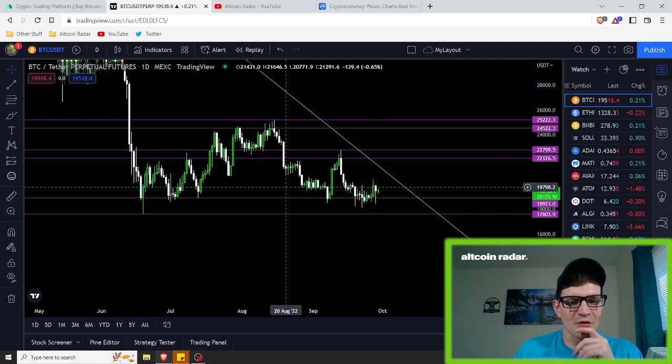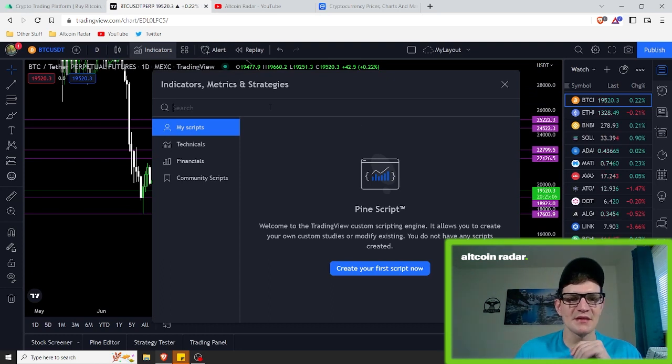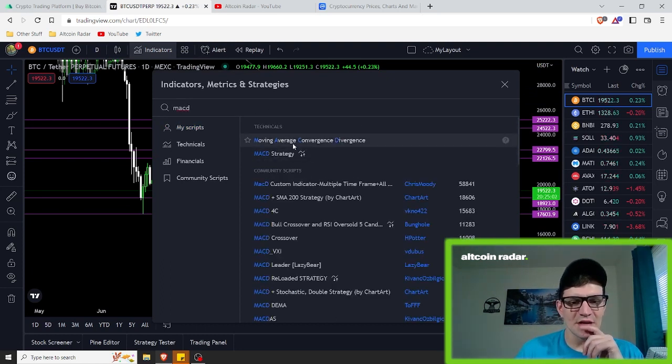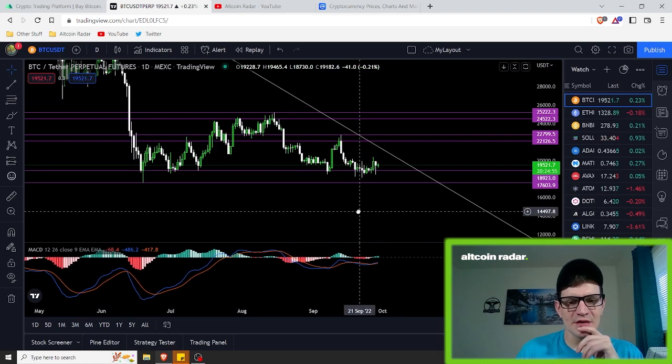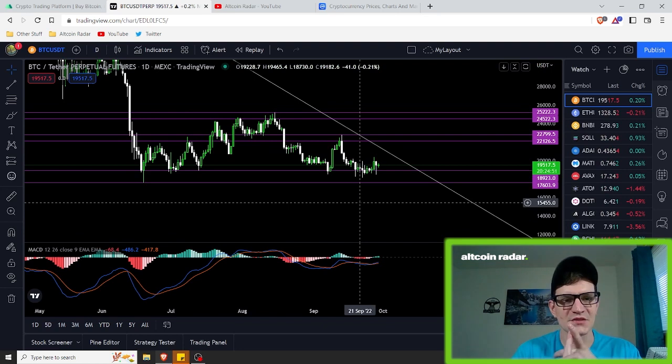So overall here, you want to go to indicators up here and add the MACD indicator. We're literally just going to type in MACD, and you'll see moving average convergence divergence right here. We'll go ahead and add it, then exit out of here. Now I'm going to show you how to use this in all the major time frames, whether you're swing trading, day trading, or trying to get in some scalps within eight hours or something like that. I'm going to show you how to use this indicator.